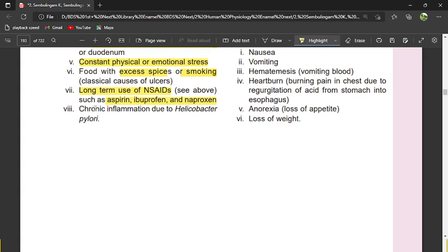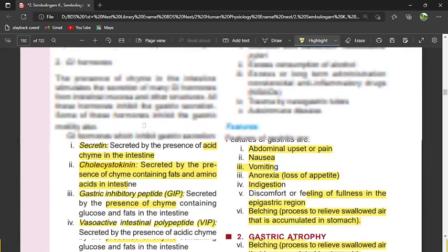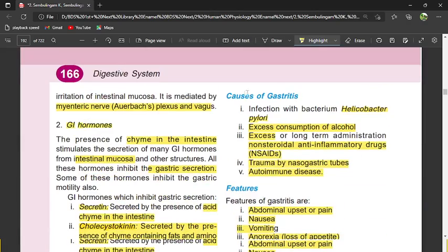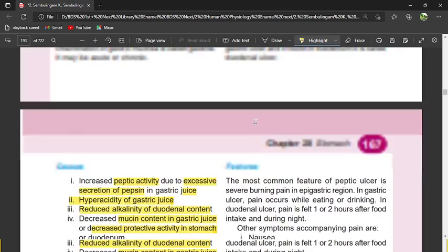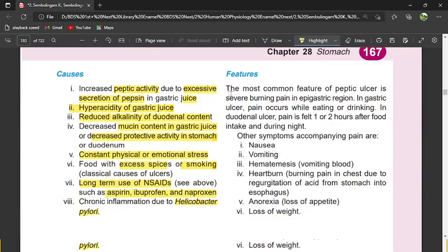Even a chronic inflammation due to Helicobacter pylori. Helicobacter pylori is also causing gastritis, that is inflammation. Here it is also causing peptic ulcer. Now, what are the features?